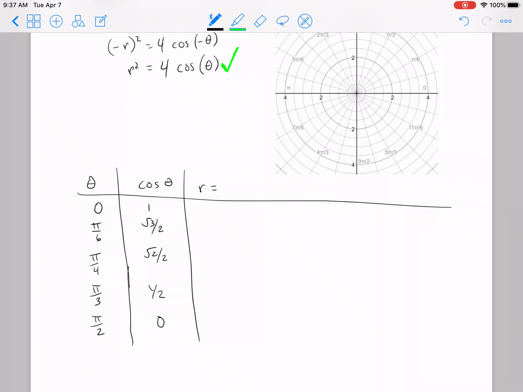Or sorry, r squared is equal to 4 cosine theta. So we need plus or minus 2 square root of cosine theta. Okay? And so what we're going to get here is plus or minus 2. What did this one turn out to be? It was plus or minus 1.9 and plus or minus 1.7. Yes, calculator on this, plus or minus 1.4, and then 0 again.